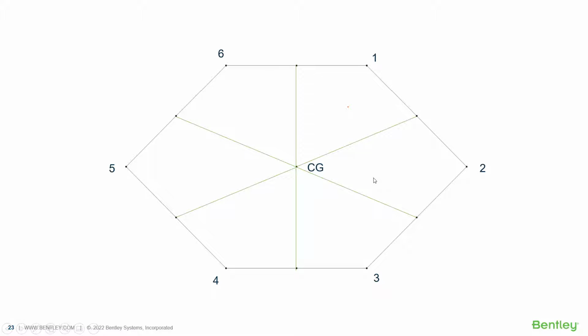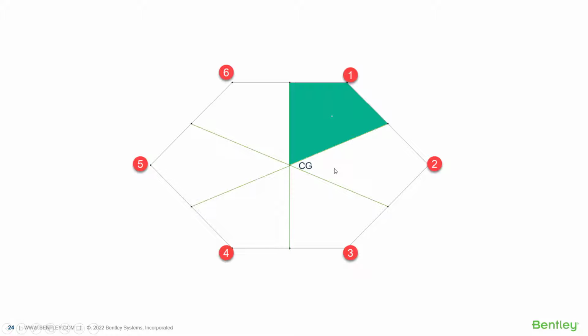Now we get several quadrilaterals. So the area contained in any quadrilateral is allocated as the influence area for the node located at the meeting point of the two members. So for node 1, this is the influence area, and for node 2, this will be the influence area, and so on.